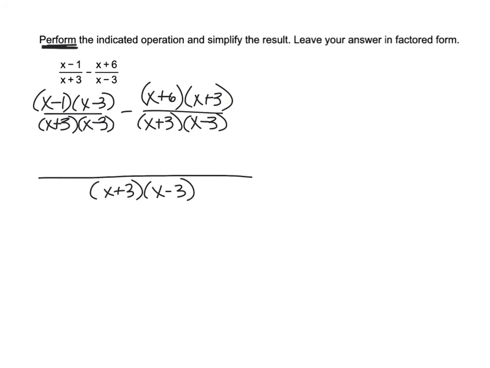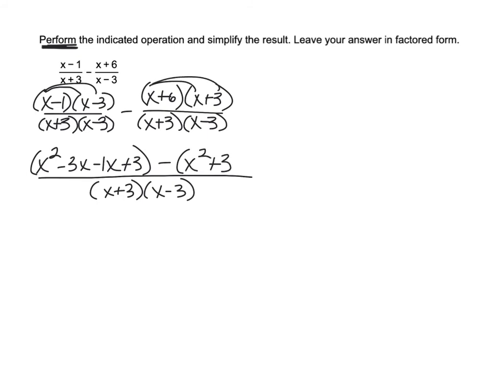So for my first one, you have to FOIL it out. You have first, outer, inner, and last. That one, minus. Same thing with the second one. First, outer, inner, and last. Alright, so we FOILed each one out.